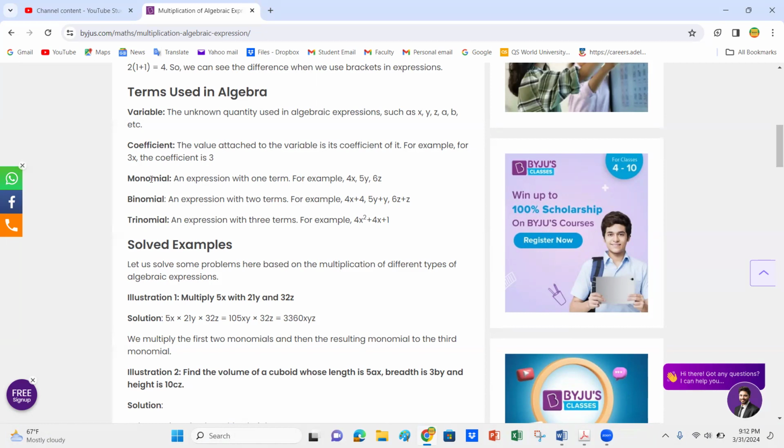And monomial means a single-term expression, for example, 4x, where there is a coefficient and a variable. When both are in one expression, that is called a monomial. Binomial has a plus or minus sign between two terms, like 4x plus 4, 5y plus y. And trinomial has three terms, and higher degree variables may be involved. For example, 4x square plus 4x plus a constant, where coefficients and variables are added together, that is a trinomial.